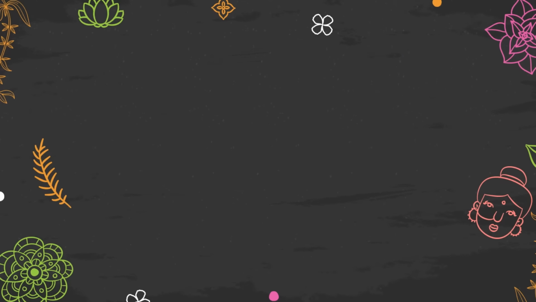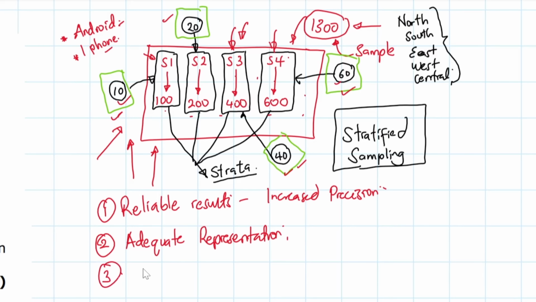Then the third advantage is that it eliminates sampling bias. In other words, it helps to mitigate the potential for sampling bias, because we eliminate issues of, for example here, if we are getting 10% from each class, it means that each class is adequately represented.